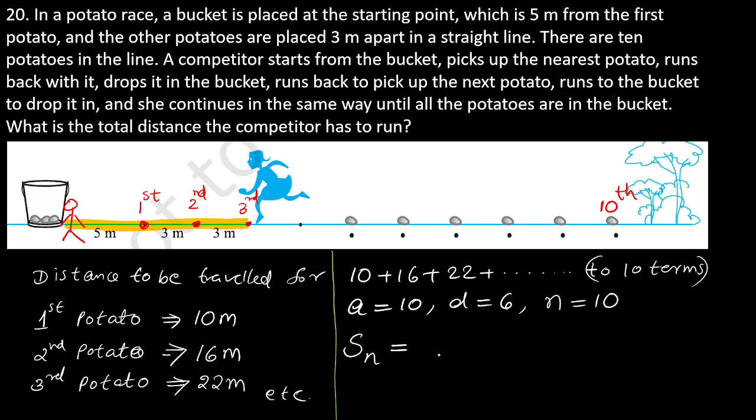Right? n by 2 into 2a plus n minus 1 into d. Is it difficult? n by 2 into 2a plus n minus 1 into d. So it's not tough. Lina, send it. 370 is the answer, right? Correct? 370. That's correct. 370 is the correct answer.